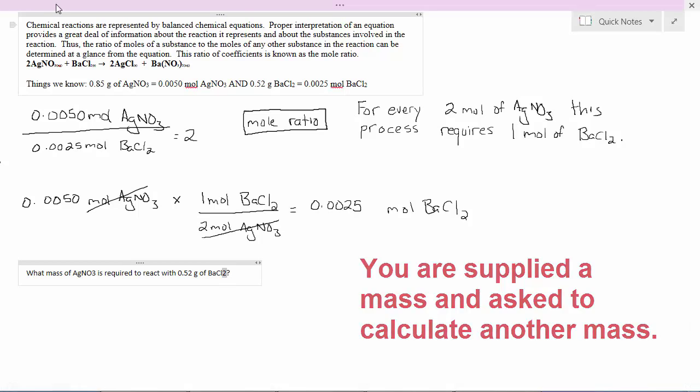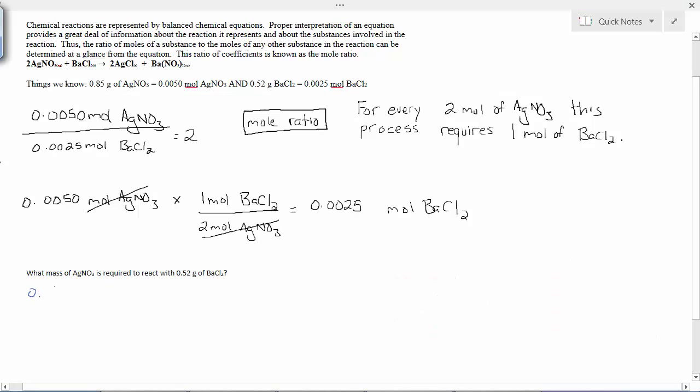So I'm going to use the quantities from the lab. Okay, 0.52 grams of barium chloride. All right, let's convert this to moles. I'm going to look to use the mole ratio, but in order to use a mole ratio, I have to actually have both my quantities in moles rather than grams. So I'm going to convert barium chloride to moles of barium chloride using its molar mass. Then I'm going to apply the mole ratio, 2 moles of silver nitrate to 1 mole of barium chloride.